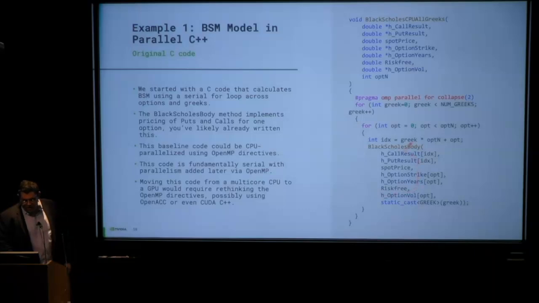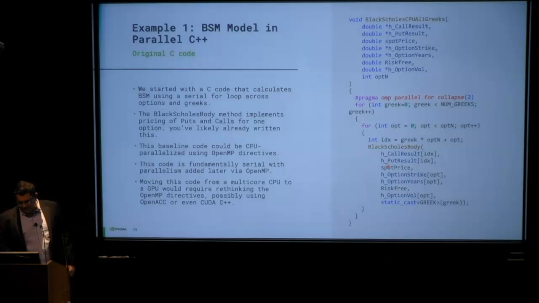And so I'm showing you here an original baseline. It should be familiar from what I was just describing. We have a 2D loop, if you will, a nested loop here with OpenMP. You're iterating over the Greeks as well as the number of options. Then we create this index and calculate our Black-Scholes model here. So it's CPU-parallelized with these OpenMP directives.